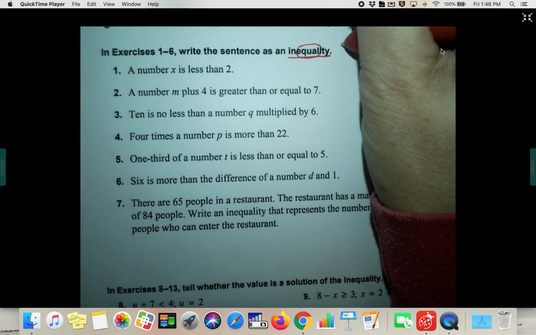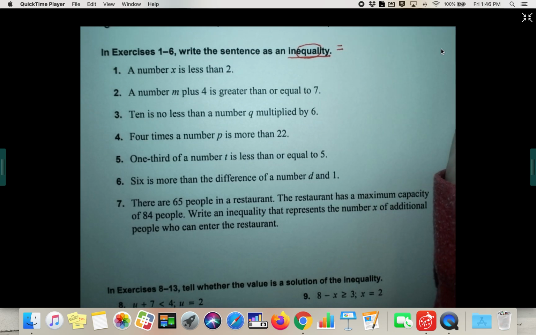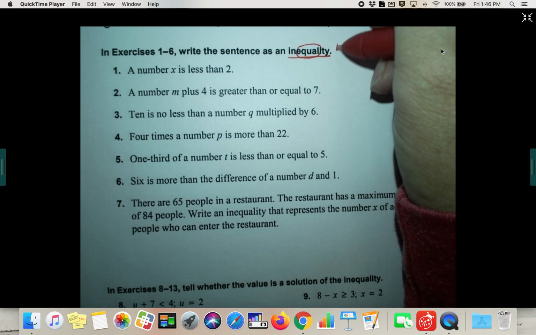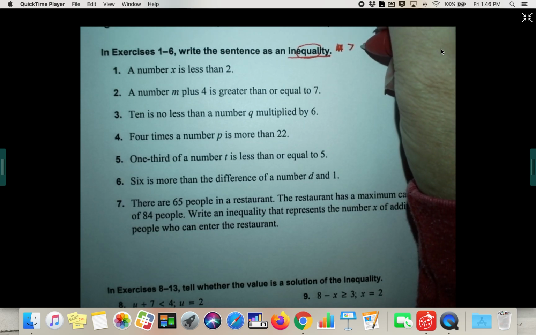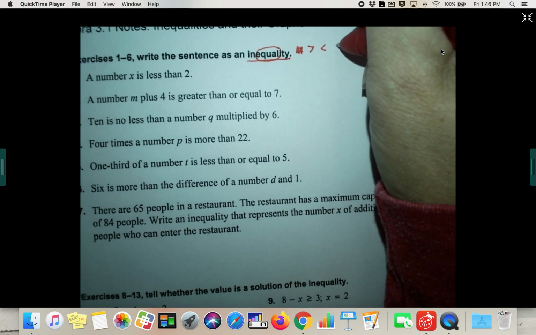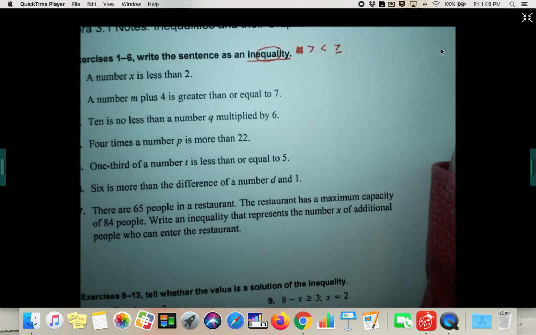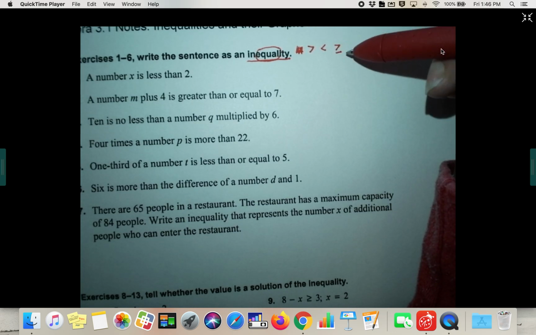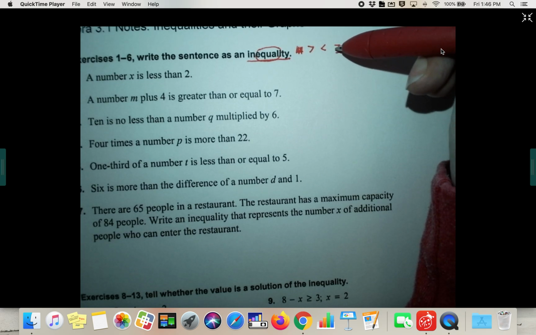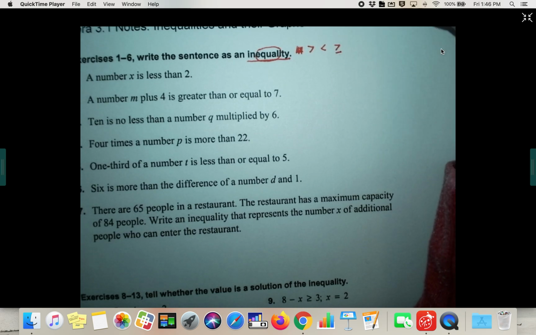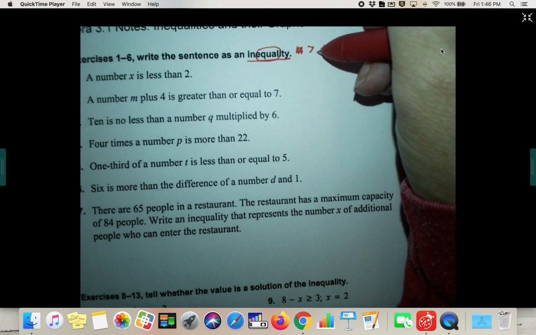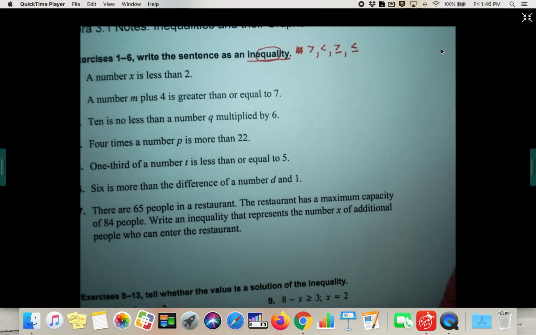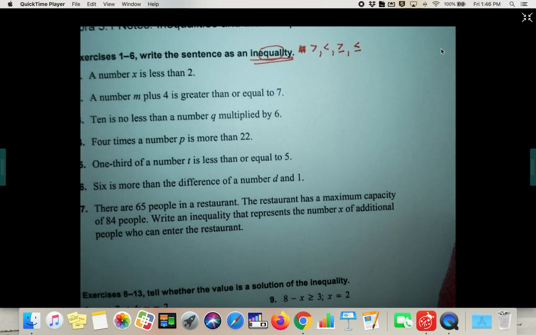So you will not be seeing this equal sign. Instead, you will be seeing greater than, less than, greater than or equal, which is kind of a combination symbol of a greater than sign and an equal sign. It's like half of the equals, or less than or equal. So these are the four symbols that represent inequalities.